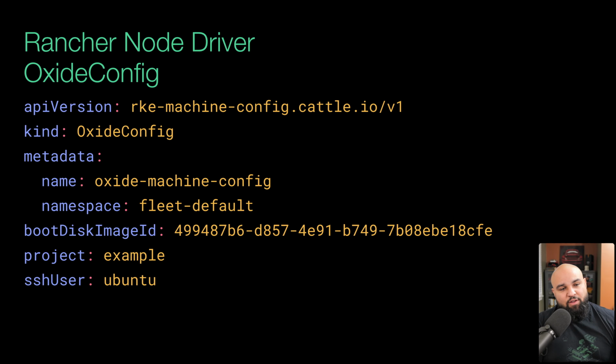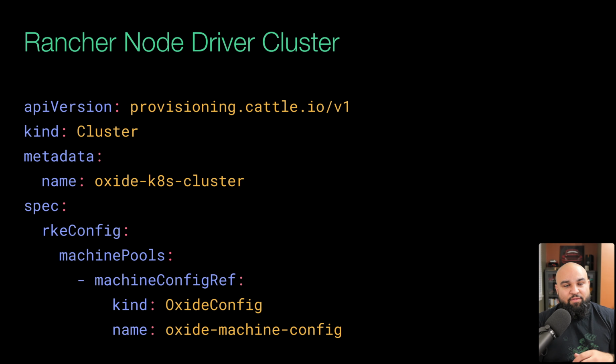So I can create that configuration. And then with that configuration, I can actually create a Kubernetes cluster. So this is saying, hey, create a new Kubernetes cluster called Oxide K8 cluster. Use that Oxide config that you just created, which will use the actual Oxide node driver plugin, and that'll create the instances and create the cluster. And boom, you have your Kubernetes cluster with not much of a headache there.